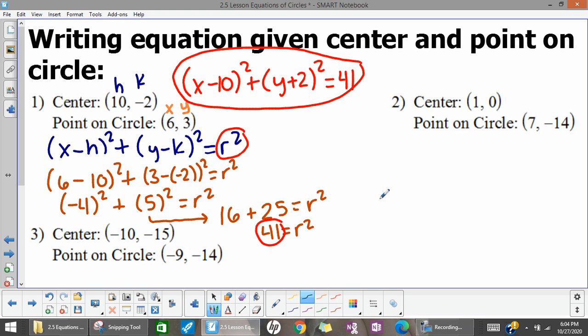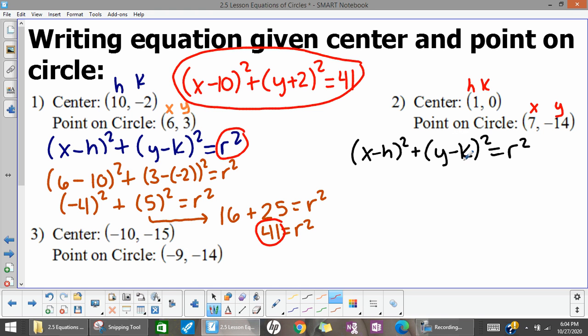So let me do another one. Again, I'm always writing my formula. My center is HK. If my point is on a circle, I'm going to call it XY. We need to figure out what is r squared so that we can write this equation. So I'm going to plug in x is 7, minus h is 1, y is negative 14, minus 0. We don't know what r squared is. That's what we're solving for at the moment.